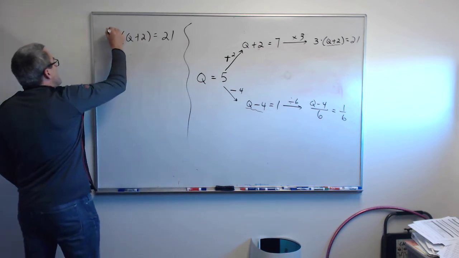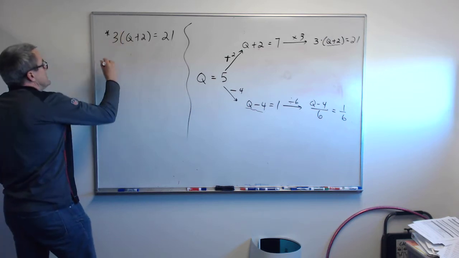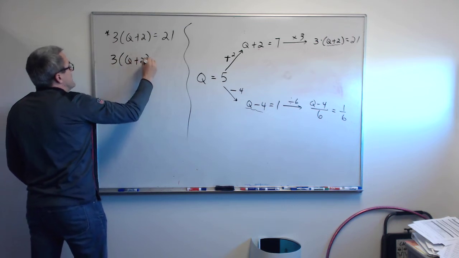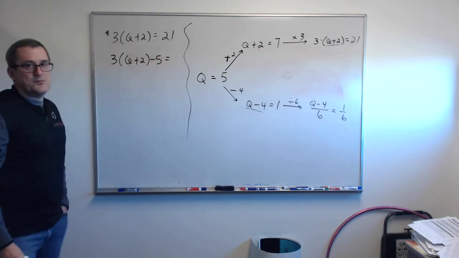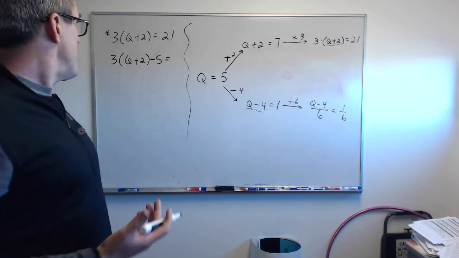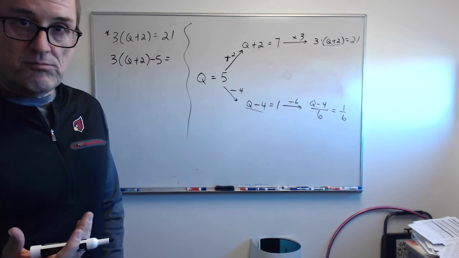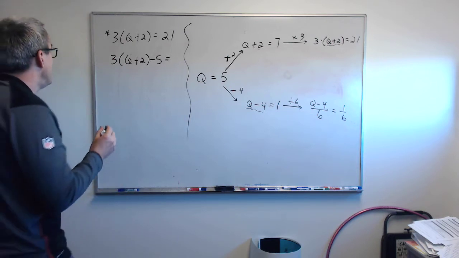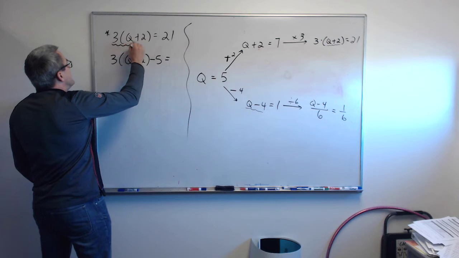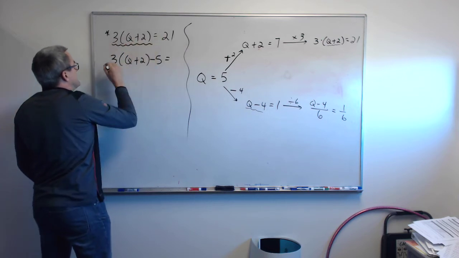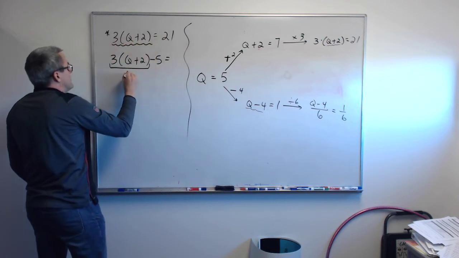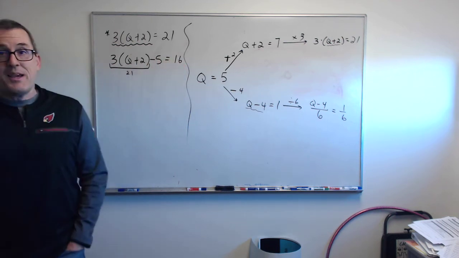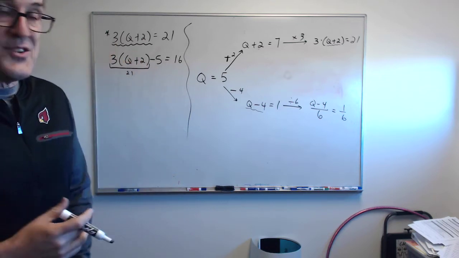If I know this to be true, suppose I asked you for this: 3 times q plus 2 minus 5 is equal to. Could you figure out what 3 times q plus 2 minus 5 is equal to? The answer is yes. You can, because look, 3 times q plus 2, we already know is 21. So we already know that this is 21, and 21 minus 5 would be 16. So because we know something, we can answer different questions about this.